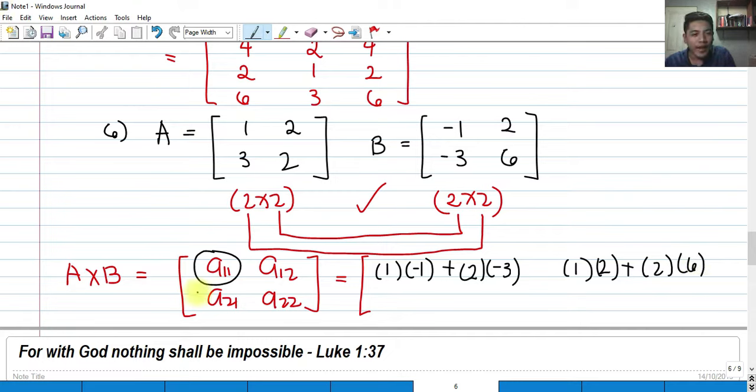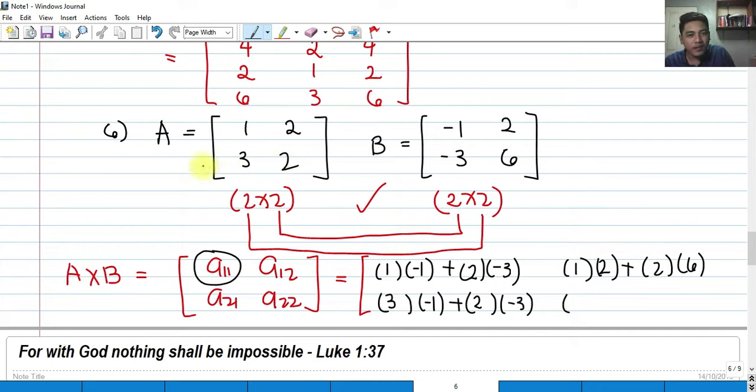Okay? So, for A21, row 2, column 1, we can see 3 times -1. That's correct. Okay? Plus 3 times -1 plus 2 times -3. And how about for A22?